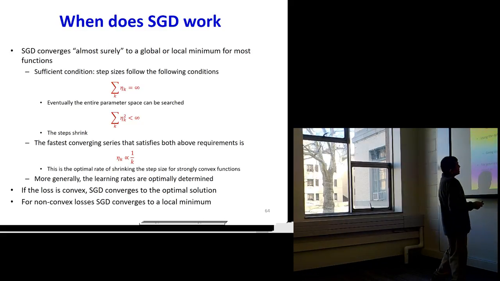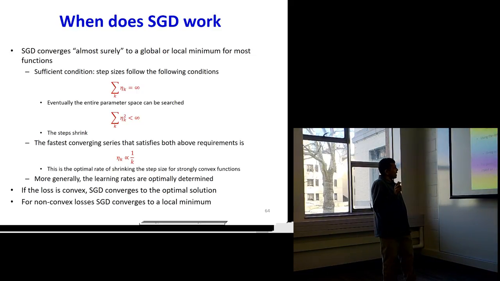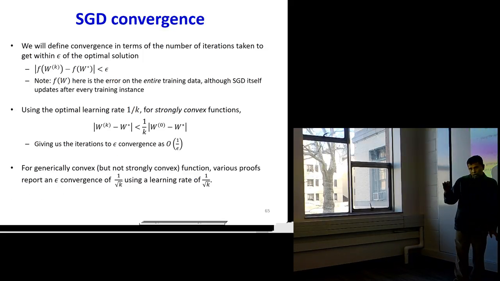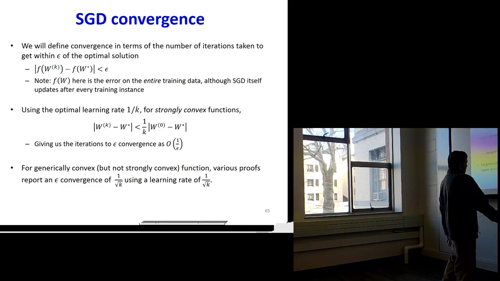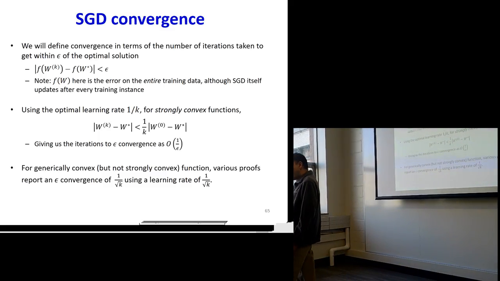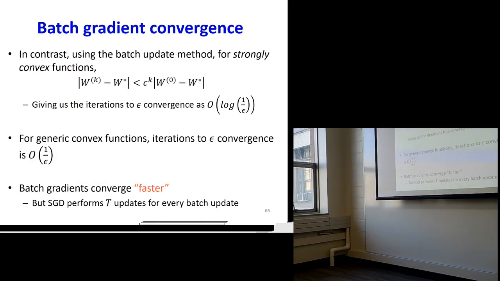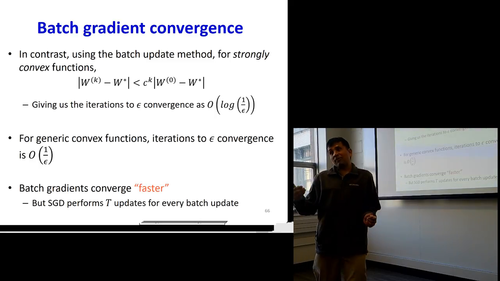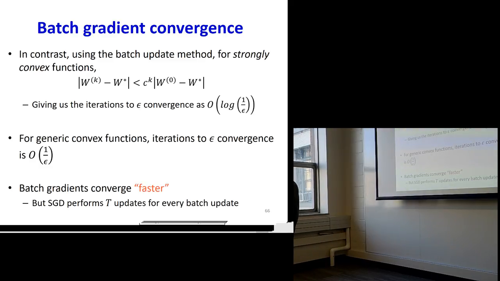Now, you can define convergence. I have some slides on convergence, but here's the summary, right? So forget the arithmetic. For generically convex functions, stochastic gradient descent has a convergence rate which is 1 over square root of k. Now, batch update has a convergence rate which is c raised to k. So as you can see, batch updates converge much, much faster than stochastic gradient descent. But the difference lies in this magic term k.